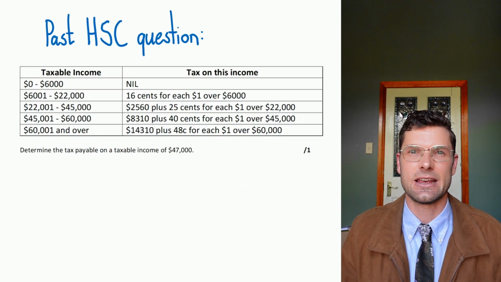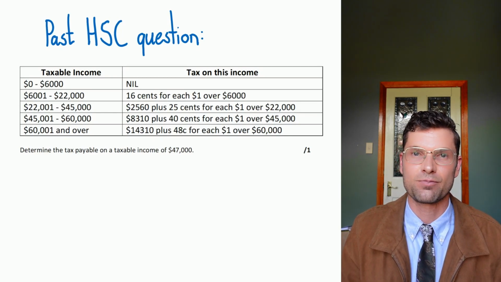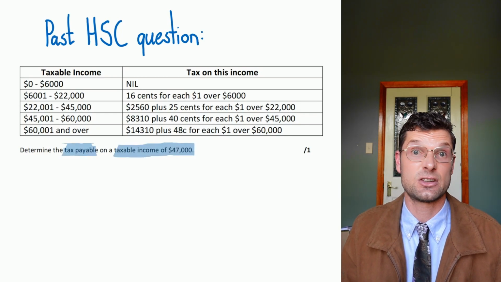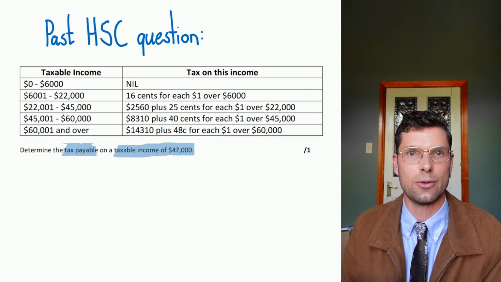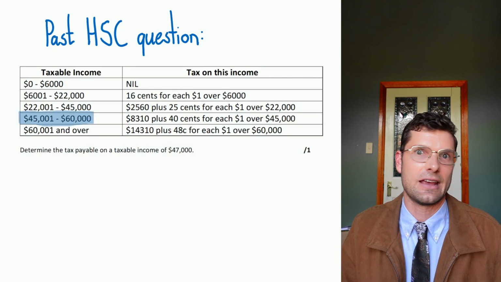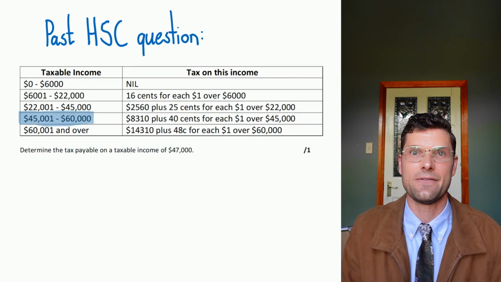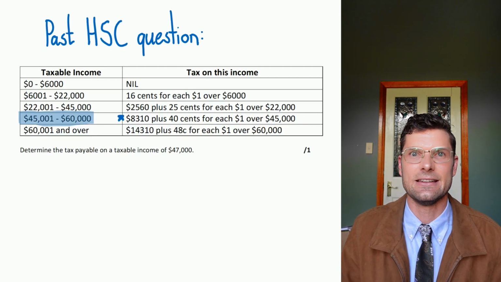So we're just going to do one more question. This is a past HSC question, so we know something like this might pop up again in a future HSC. We're trying to find out how much tax we pay if we make $47,000 as our taxable income. The first thing we've got to do is find our tax bracket, which is obviously just here. It's above $45,000, so we're definitely in this tax bracket. Then we're just going to do the same thing. Read across, write it down, and bang it into our calculator.